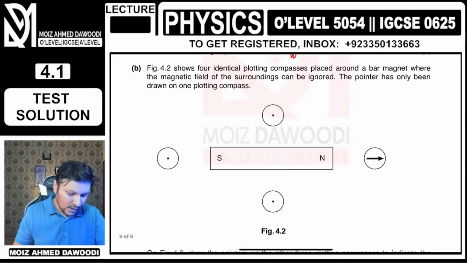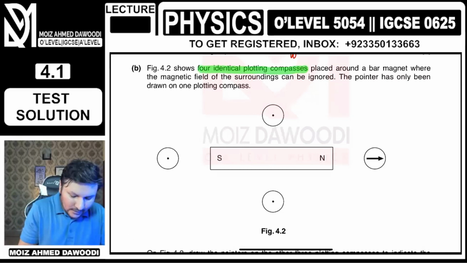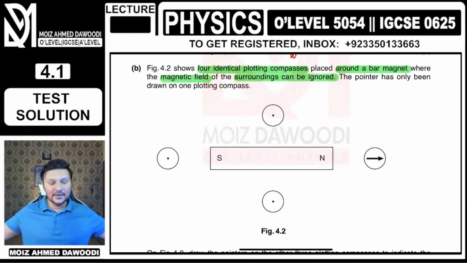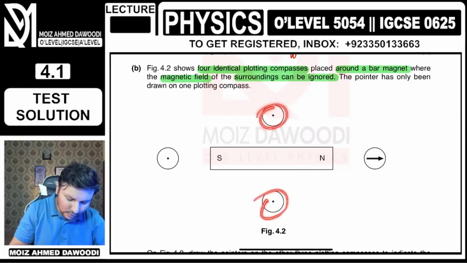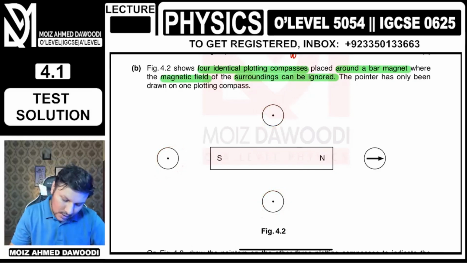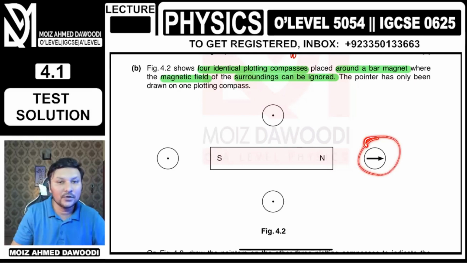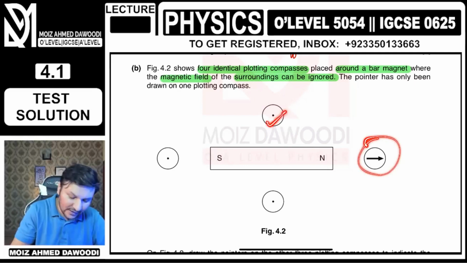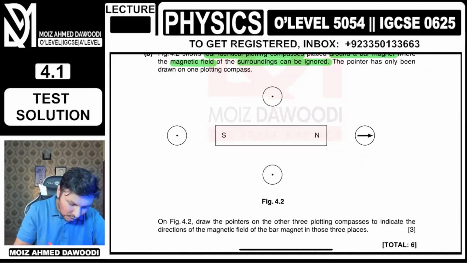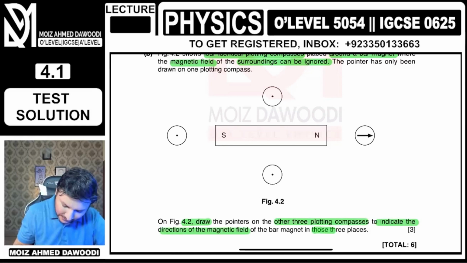Now, figure 4.2 shows 4 identical plotting compasses placed around a bar magnet where the magnetic field of the surroundings can be ignored. You can ignore the magnetic field of the surroundings. You just need to focus on these 3 positions. The pointer has only been drawn on one of the compasses. So here you can see that the examiner has already drawn the pointer, and we have to draw the pointer in these 3 places. On figure 4.2, draw the pointers on the other 3 plotting compasses to indicate the direction of the magnetic field of a bar magnet in those 3 places.